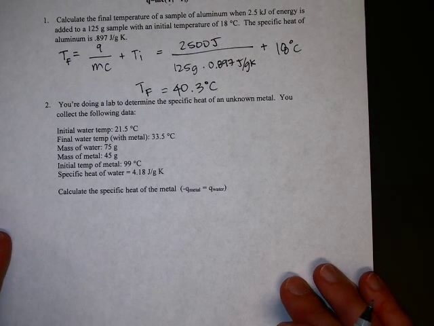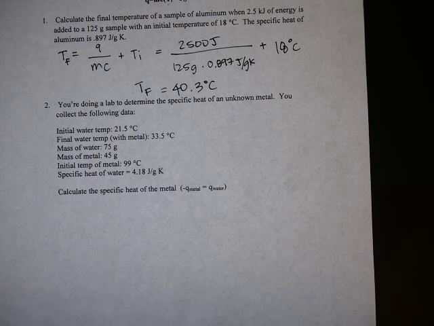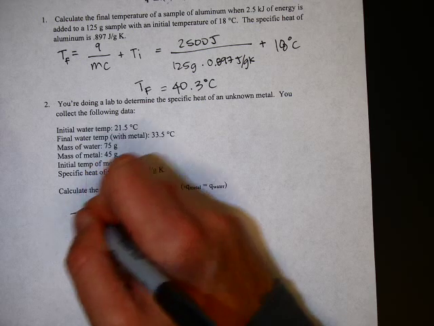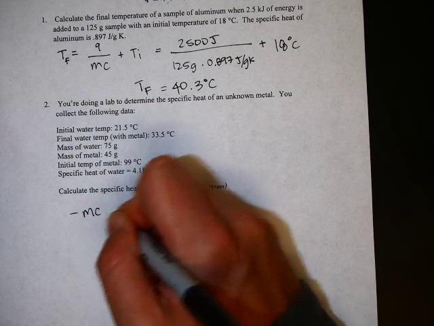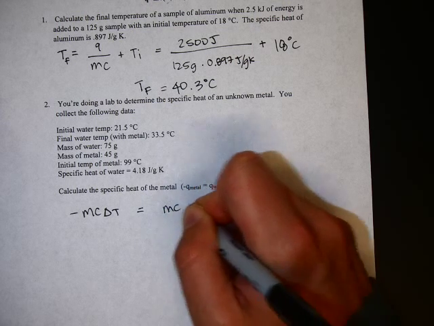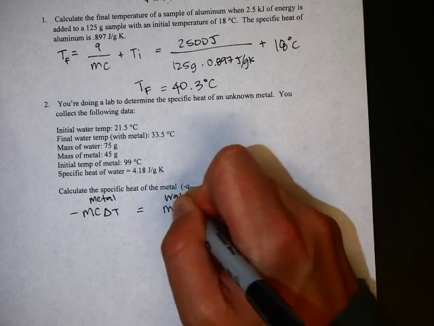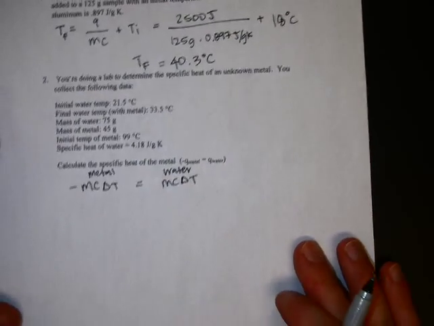For the second one, it's like a lab that we did today, or yesterday, depending on when you're looking at this. And you are putting basically an unknown metal into some water and trying to find out what the specific heat of the metal is. That's the goal. So you make use of this equation, which we know means that all the energy lost by the metal is transferred to the water. So there's metal here. So just put all the variables in where they belong.